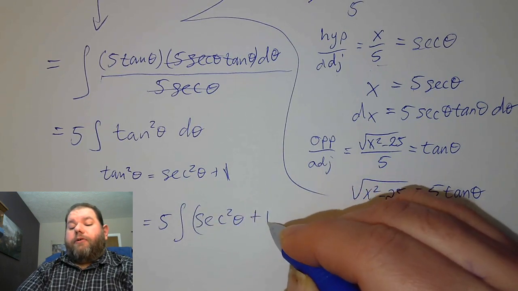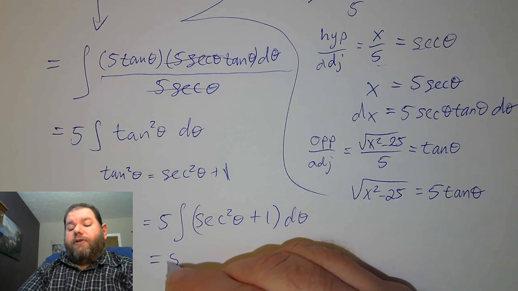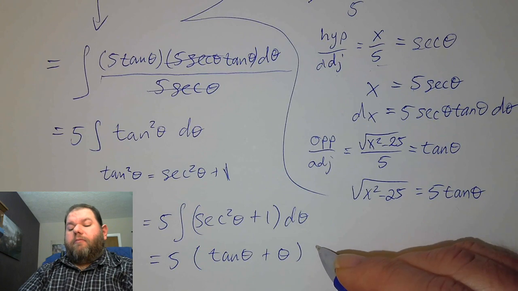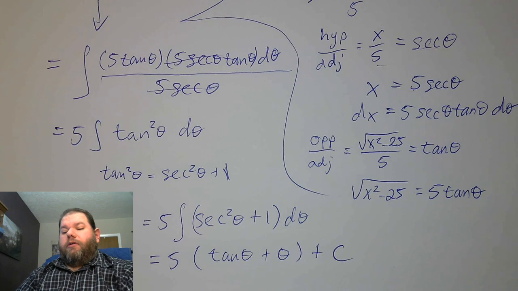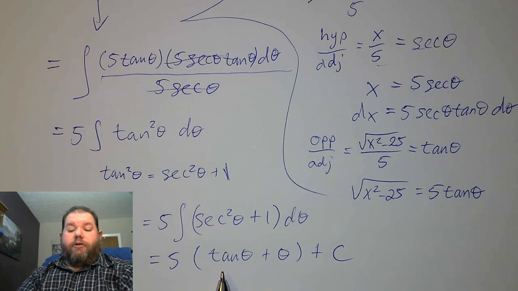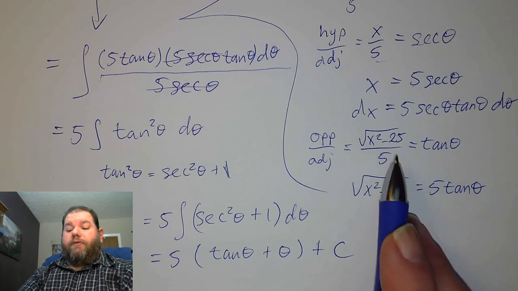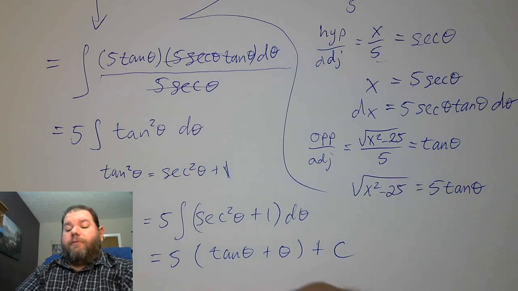The reason that this works is because now we know we can integrate secant squared into just tangent. Now, for tangent theta, we can just go back to the triangle and find what tangent of theta is equal to. Actually, we already know what tangent theta is equal to. It's the square root of x squared minus 25 over 5. We use that in the process of solving this problem.